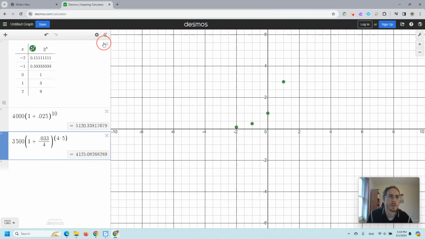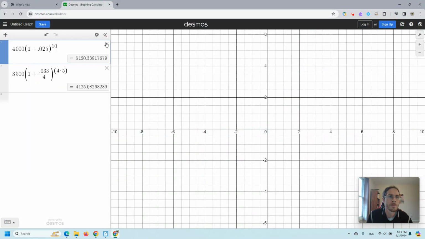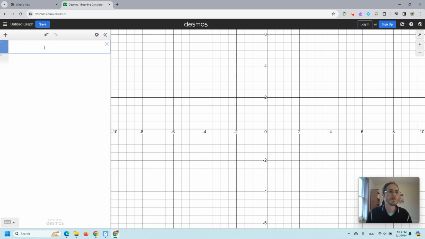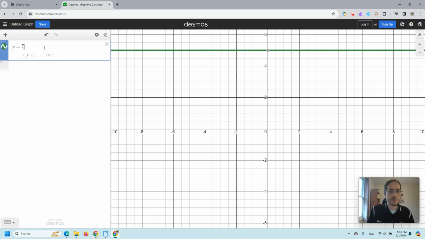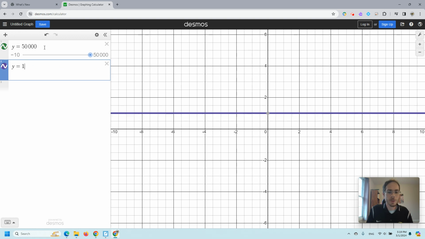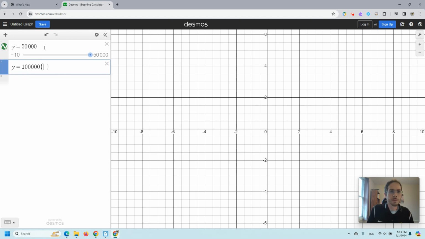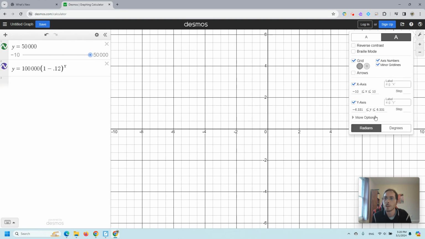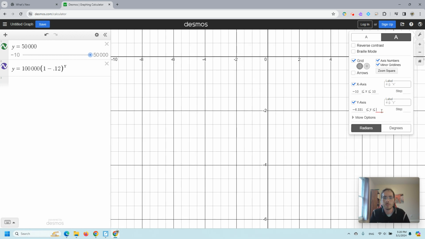Let's get rid of all of these graphs. So we got y equals 50,000. And then for the other one, it's y equals 100,000 times 1 minus 0.12 to the x power to start with. All right, and again, nothing pops up, but we expect that because we were starting at 100,000 foxes. So we got to bring our y-axis all the way up a little bit past 100,000. So let's go 200,000.